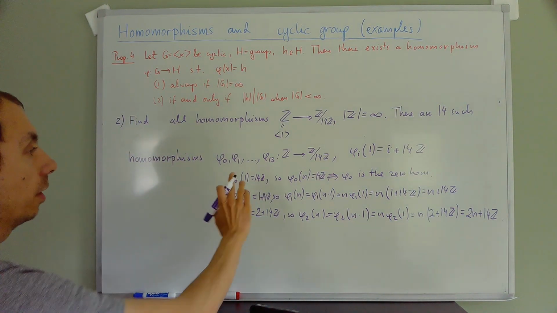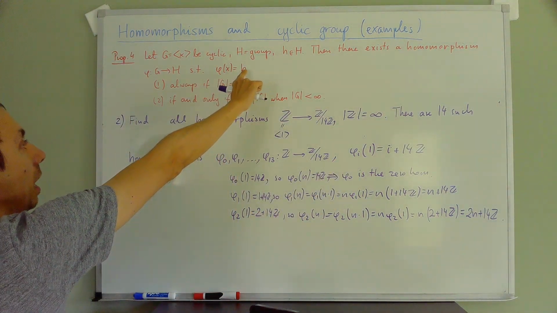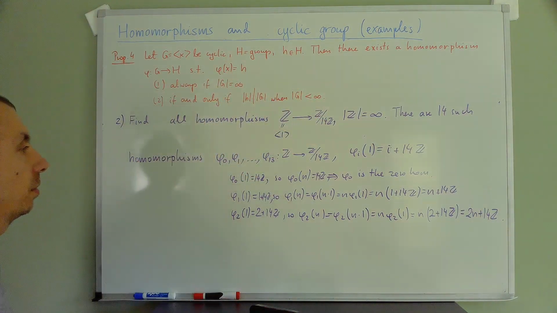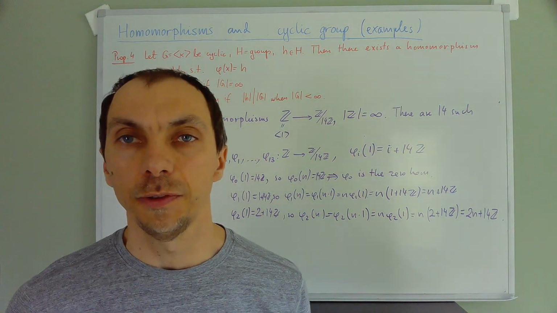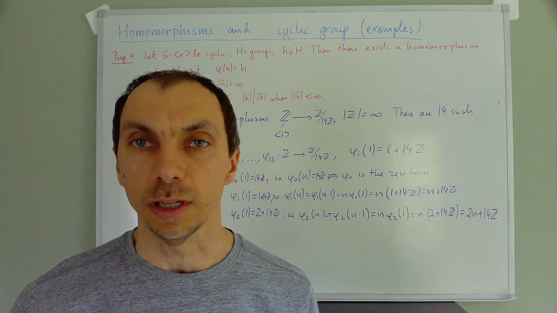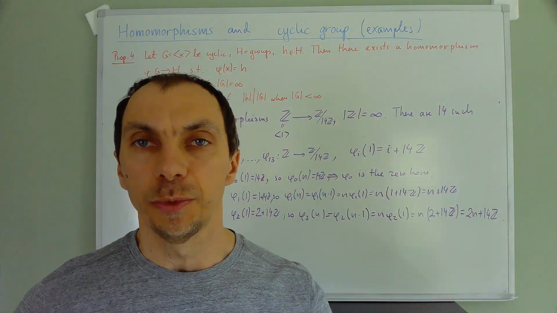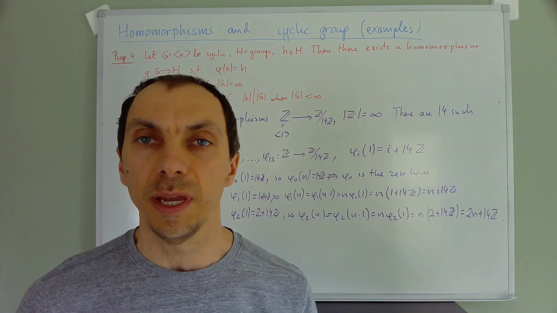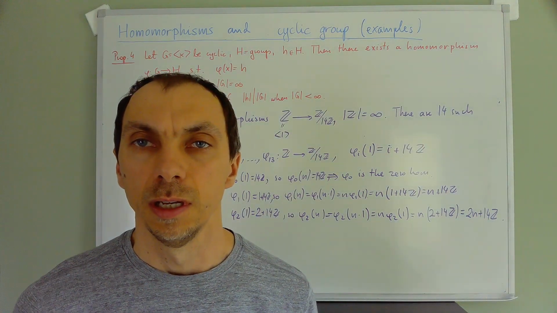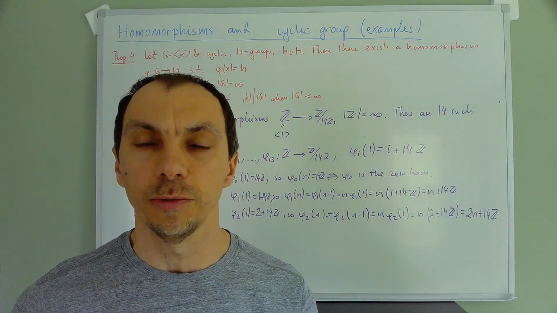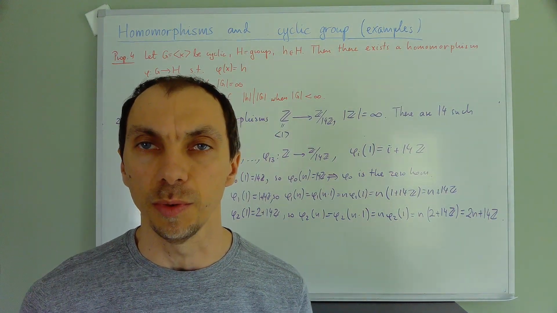How many of them do you have? You have 14, because for every element in the group H, which is Z mod 14Z, you get a homomorphism like that. So homomorphisms from an infinite cyclic group are very easy to construct. If I want to know how many homomorphisms I have from Z to any group G, it's as many as I have elements of G. Because I can send 1, which is a generator of Z, to any element of G I want, and that will give me a homomorphism.